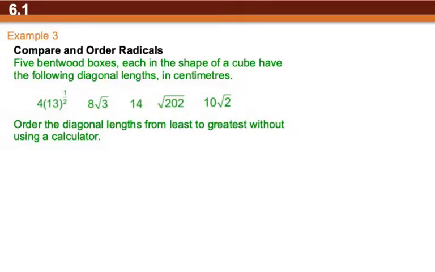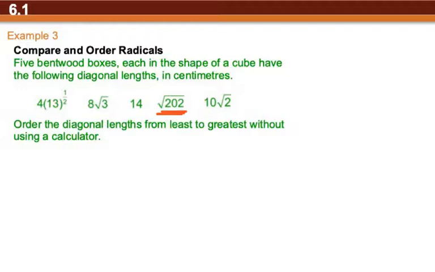So in this example, we not only have to deal with more than one radical, we have to actually figure out a way to put them in order from least to greatest. Now the only way to compare things is to have a common reference point, which in this case the easiest way to go is with an entire radical. Only one of these, this root 202, has been given that way, so we need to actually go and convert the rest of them into entire radicals.